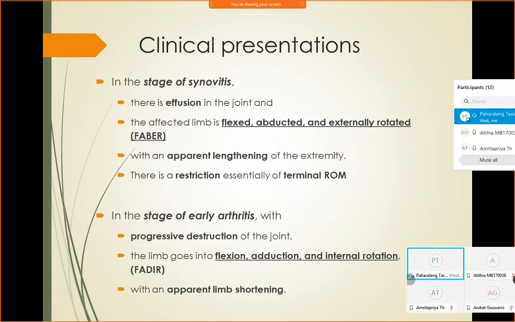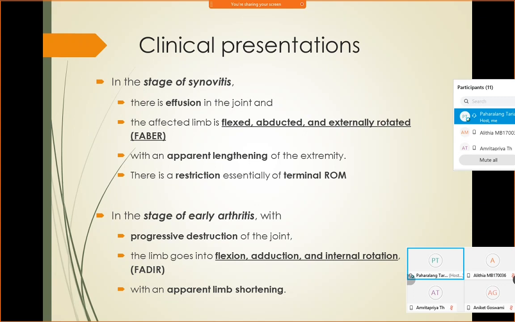Okay? So here at the most, if you were to perform an X-ray, you'll hardly find anything. But on ultrasound, you may be able to diagnose an effusion inside the hip joint. You notice that the limb is kept in this position. It is kept in a flexed, abducted and externally rotated position. Okay, so we remember it as FABER, flexion, abduction and external rotation. In the stage of synovitis, the limb is kept in abduction and external rotation. And when you measure the limb length, you'll find that there is apparent lengthening. There's also restriction in terminal range of motion.